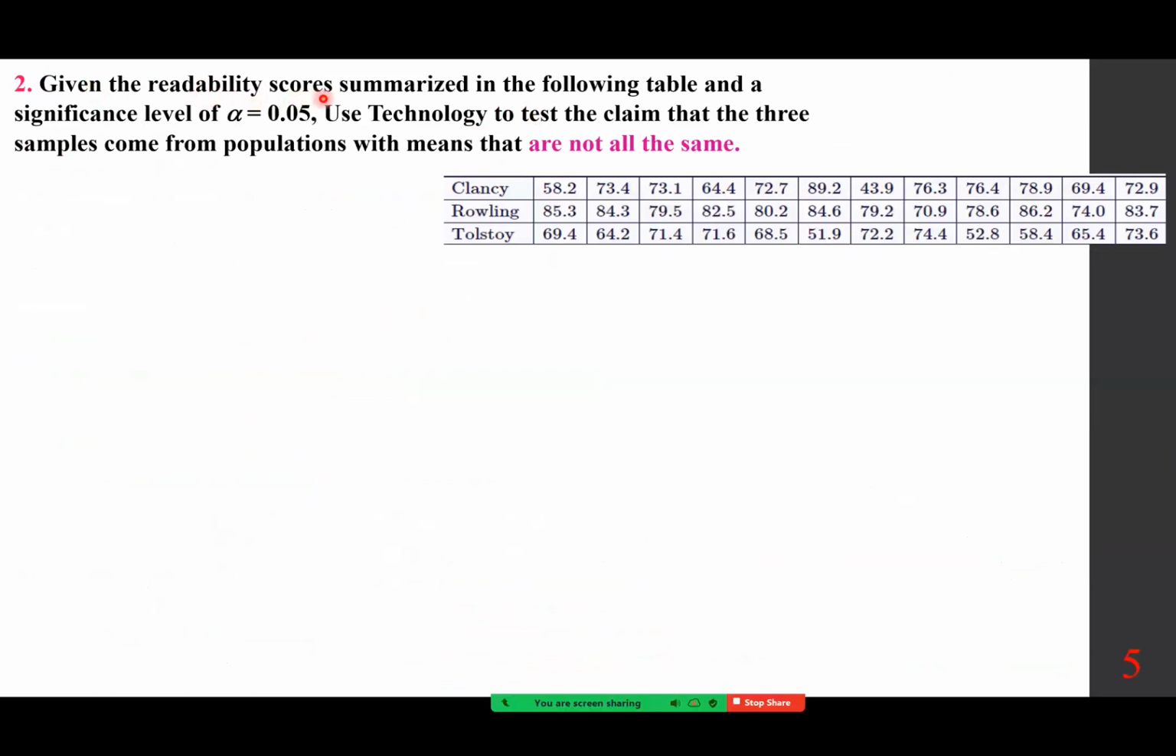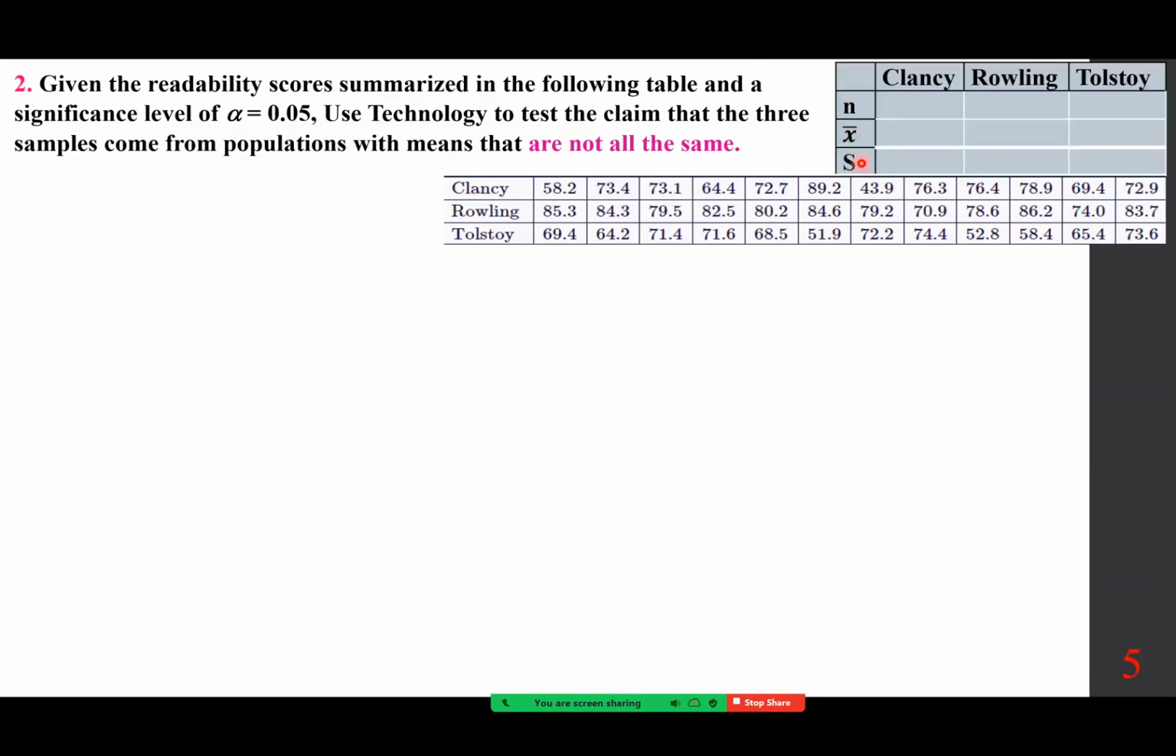Given the readability scores summarized in the following table, and a significance level of alpha equals 0.05, use technology to test the claim that the three samples come from populations with means that are not all the same. So these are readings from Clancy, Rowling, and Tolstoy. So we have to calculate n, x bar, and s for each one, and we put it into technology, it gives us that.